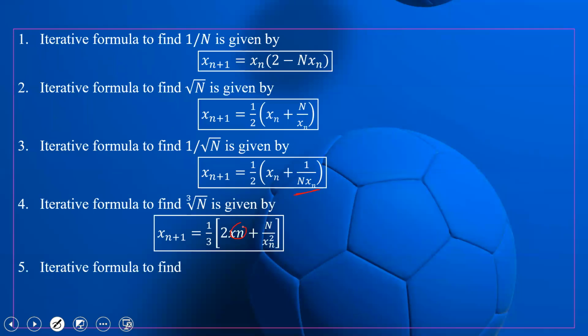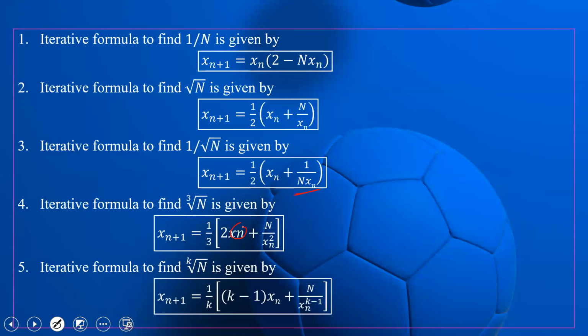Similarly, if you want to find the iterative formula for the kth root of n, it is given by xn plus 1 is equal to 1 upon k. Just look here, for the square root we get 1 upon 2, for the cube root 1 upon 3, so for the kth root we get 1 upon k. Again, 2 minus 1 is 1, here 3 minus 1 is 2, here k minus 1, times xn plus n upon xn to the power k minus 1. Everywhere it is n and xn. So this is the general formula.